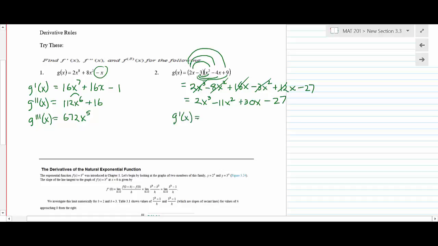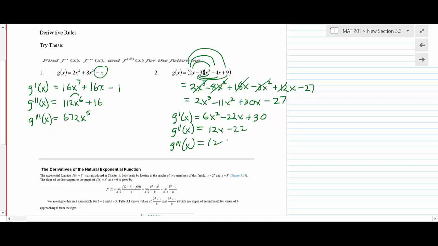Okay, so now we just do this in our head. So the first derivative would be 6x squared minus 22x plus 30. See, that becomes a quadratic. Now when you do a derivative of a quadratic, it becomes linear. So that's going to be 12x minus 22. So that's a line. Okay, and then the third derivative, what's the third derivative going to be? 12, like that. Okay, so that's how that goes.